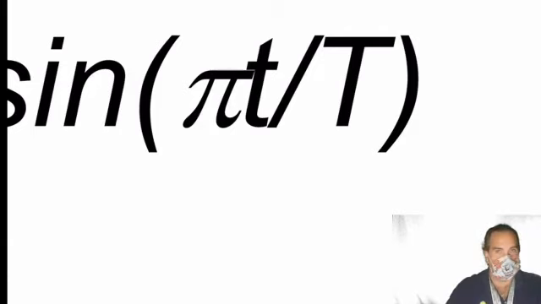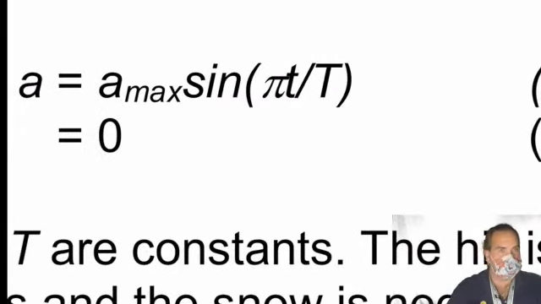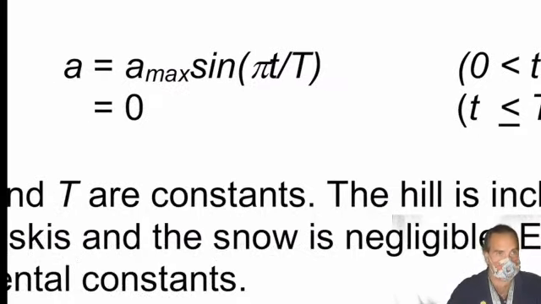Now, it's going to go until little t is equal to capital T. When little t is equal to capital T, what is the inside of the parentheses going to be? What is the sine of pi? 0 again. So this function goes from 0 to its maximum back to 0. And that's it. It stops right there because after that, the acceleration is 0 afterwards.